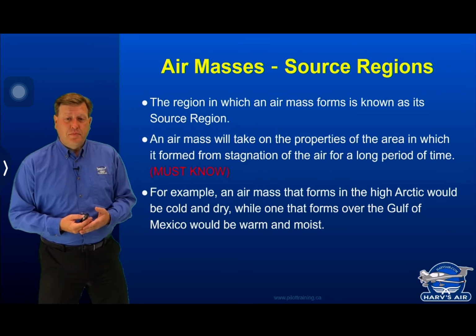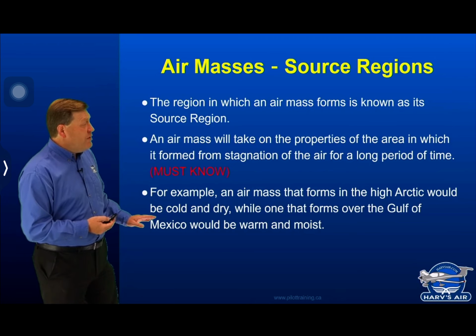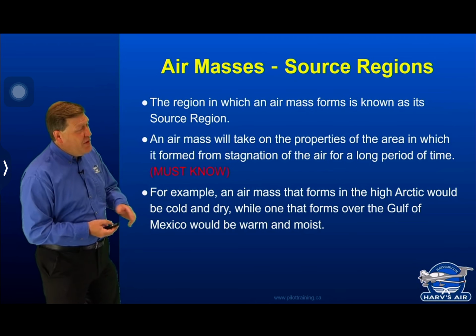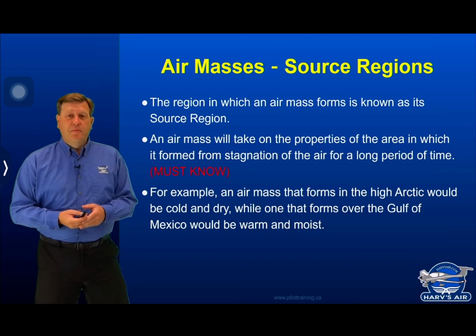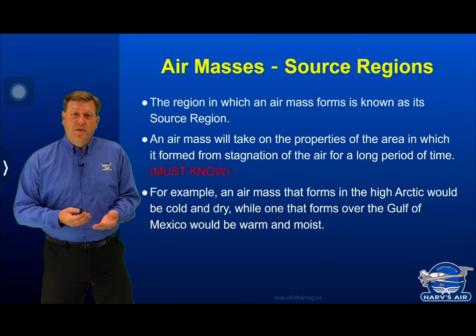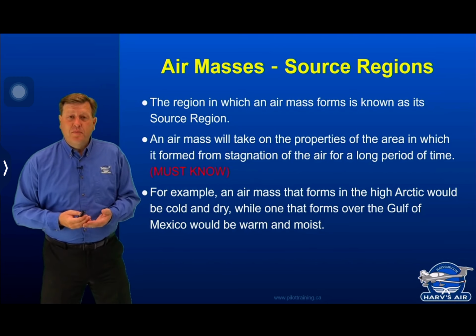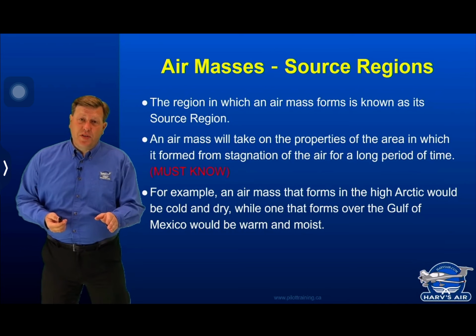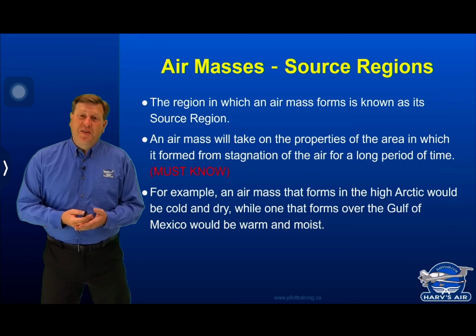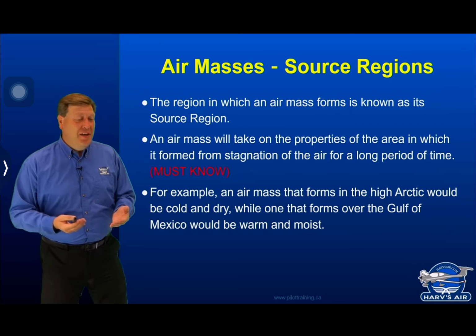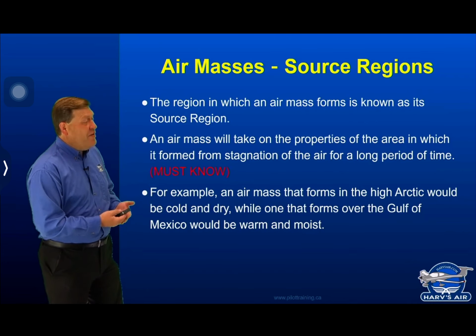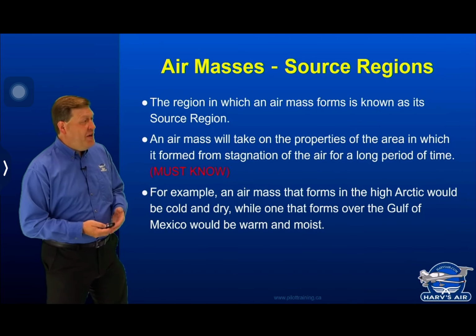There's not going to be as much moisture, say, as if it formed over a large body of water like an ocean. One that formed over the Gulf of Mexico down to the south, well, it's over a body of water, so it's going to be moist. And then in terms of temperature, of course, it's pretty warm down there in Texas and Florida, so we're going to have a warm and moist air mass.